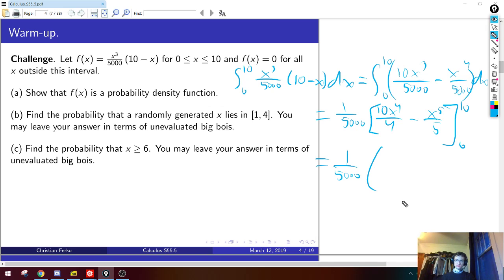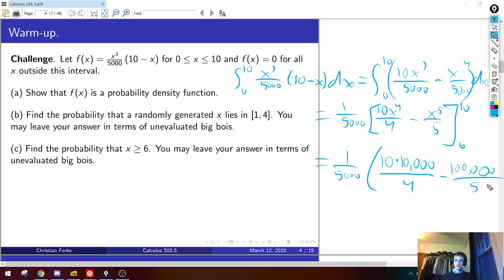It says unevaluated big... well, no. We've got to show that this is 1. That's for B, yes. Oh boy. 10x to the 4th over 4 minus 10 to the 5th over 5. I mean, 10 times 10 to the 4th. 10 to the 4th is 10,000, in other words, so good. Minus 10 to the 5th, well, 5 zeros means 100,000, right?